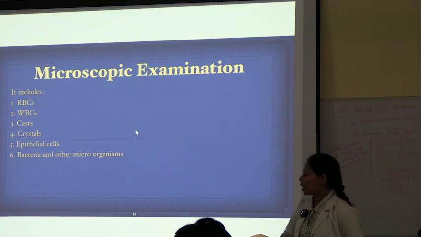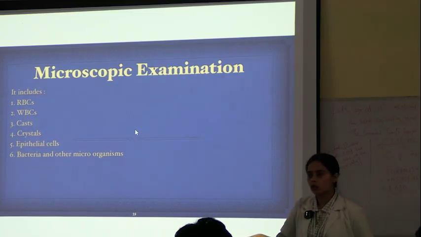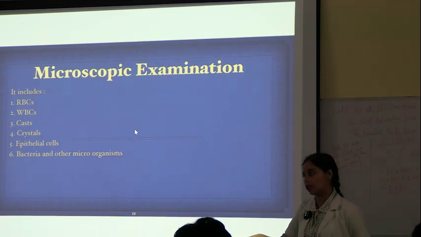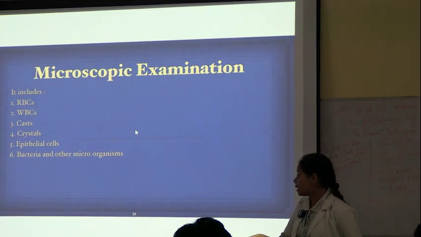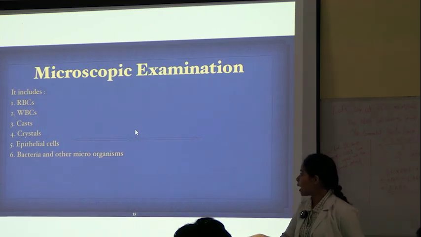Now, microscopic examination means what we see under the microscope. When we check some samples under the microscope, these are the things that we can see: some red blood cells or white blood cells, some casts, crystals, epithelial cells.